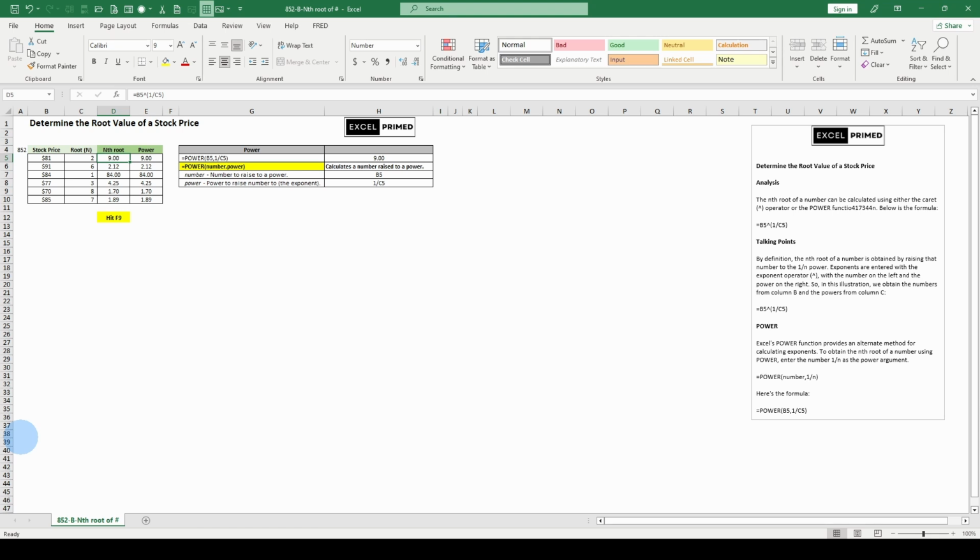In other words, we're asking what number squared equals 81? What number to the 6th power equals 91? What number to the 1st is 84? What number cubed equals 77? 4.25. How do we know?